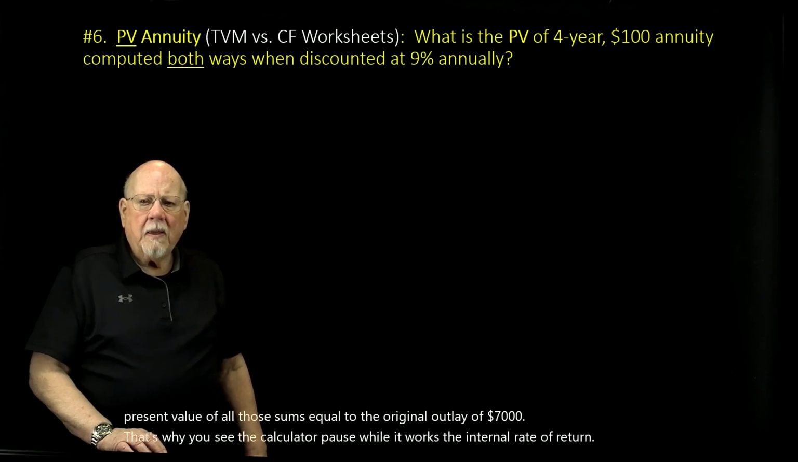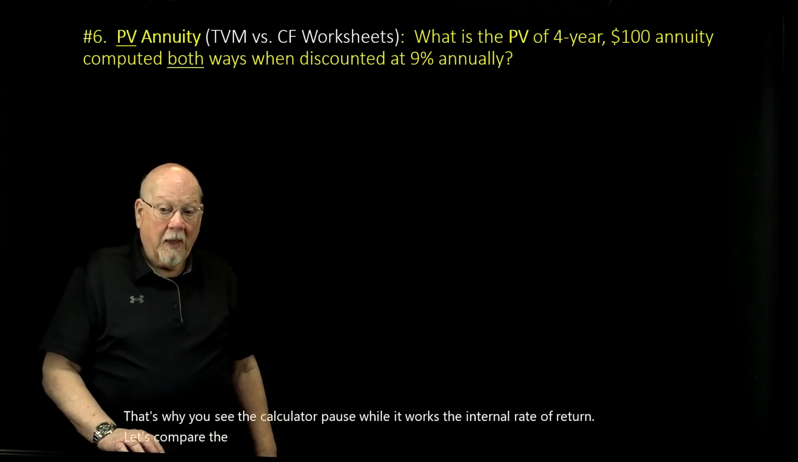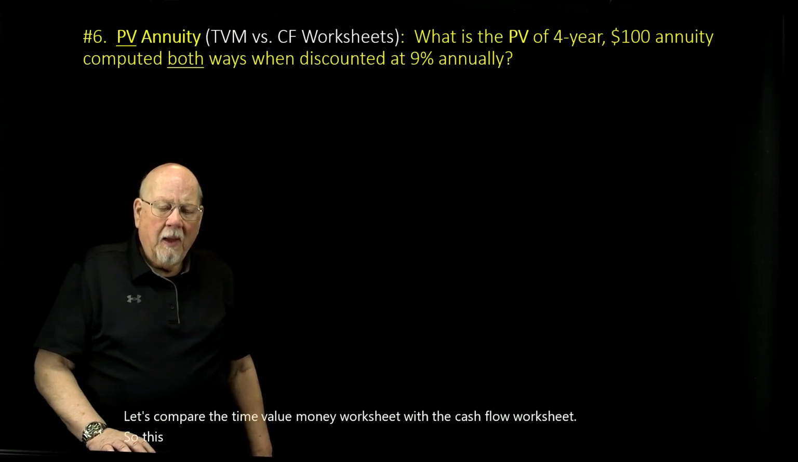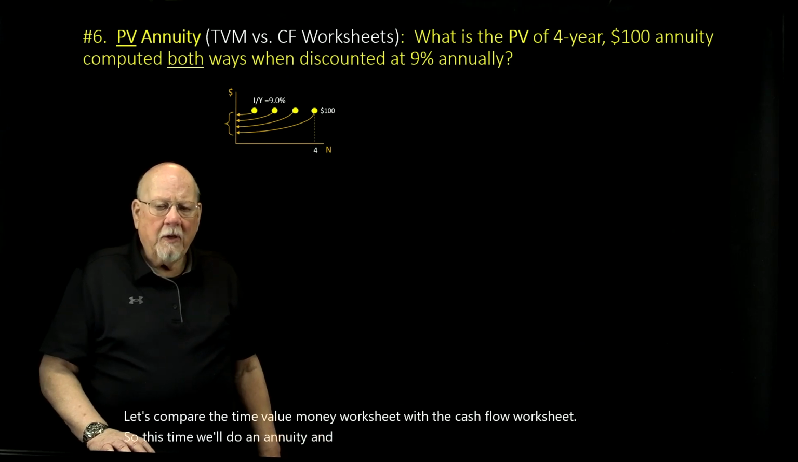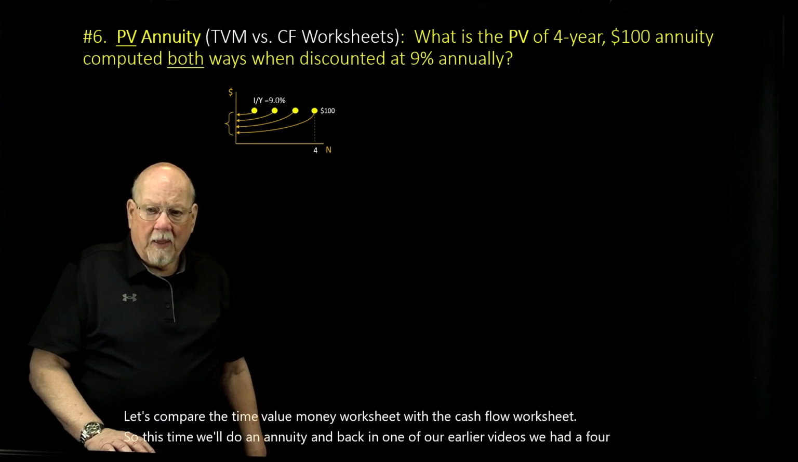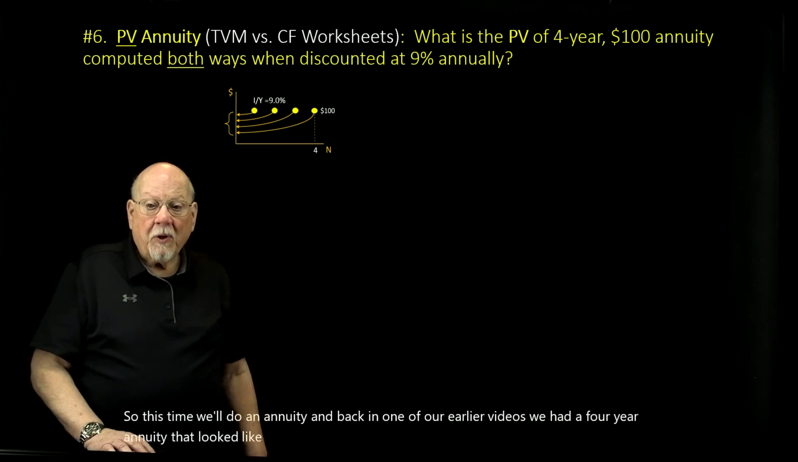Let's compare the time value of money worksheet with the cash flow worksheet. So this time we'll do an annuity. Back in one of our earlier videos, we had a 4-year annuity that looked like this, and we're trying to find its present value.